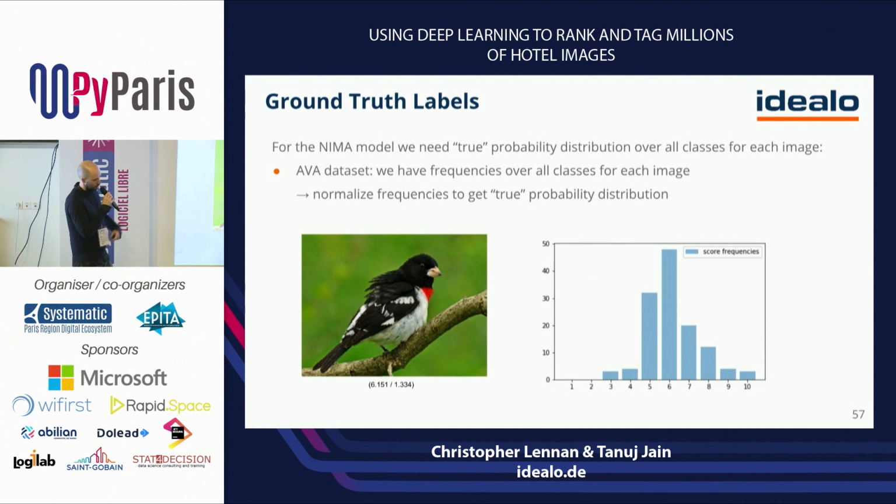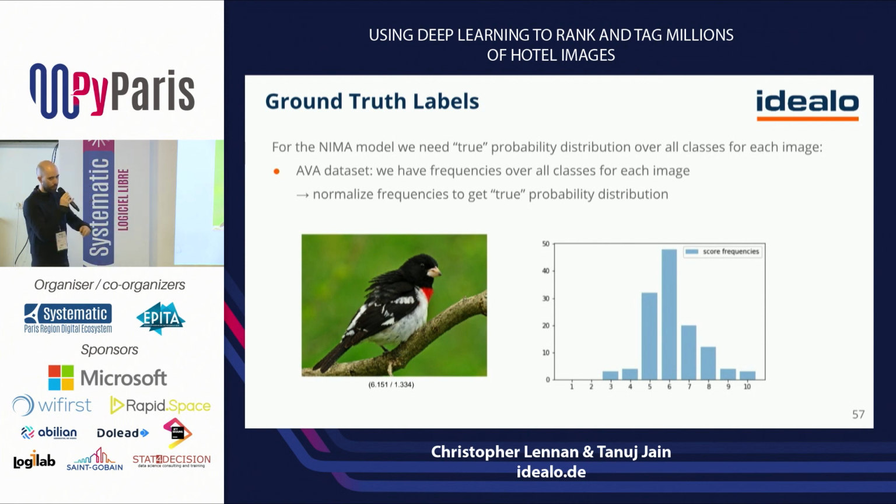And we started off by implementing this Google paper called NIMA and used an open source data set called AVA, which basically has 250,000 images. For each image, we have a distribution of ratings. Each image is rated by 30 or 40 people. You can see a frequency distribution of the scores that this image of a bird got. The mean score would be 6.1, and the standard deviation would be 1.3.